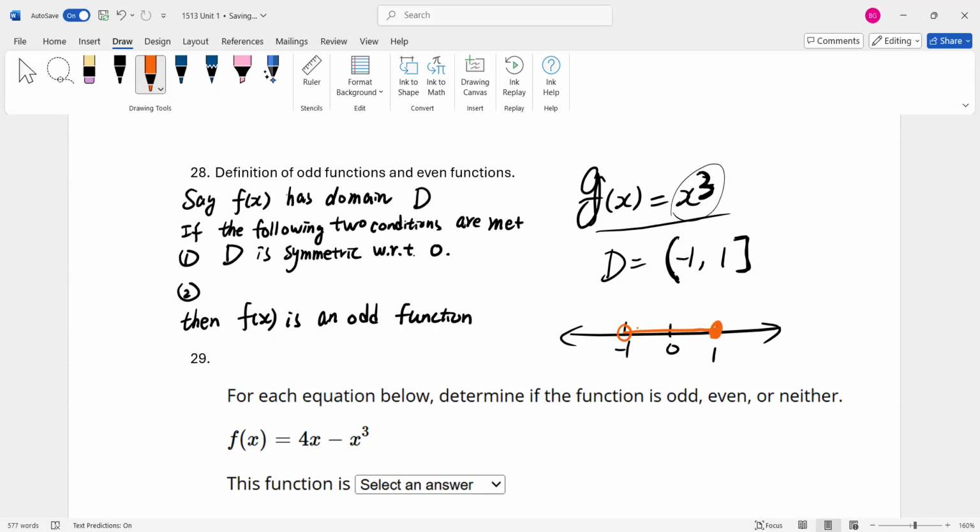Pretty close, but pay attention to the details. What do you think? Let's say we have a function. Here we are talking about the domain, the symmetry of the domain. If the domain is from -1 to +1, left open, right closed, is the domain counted as symmetric or not symmetric? Are you guys with me?